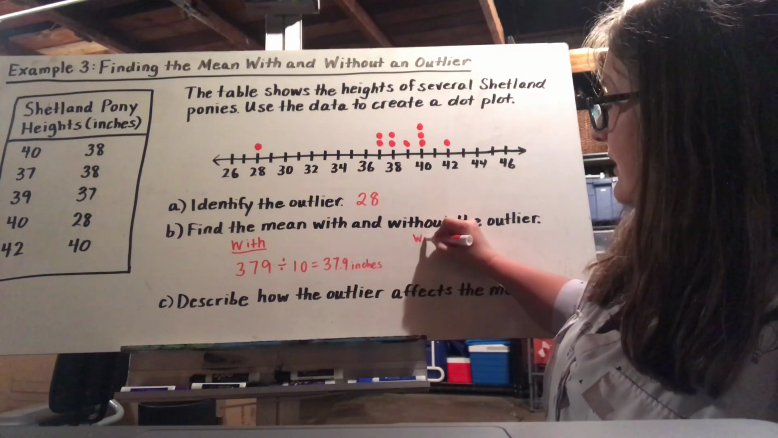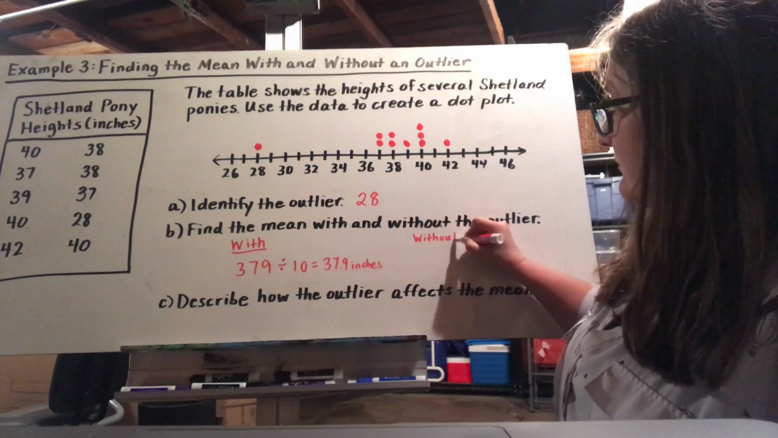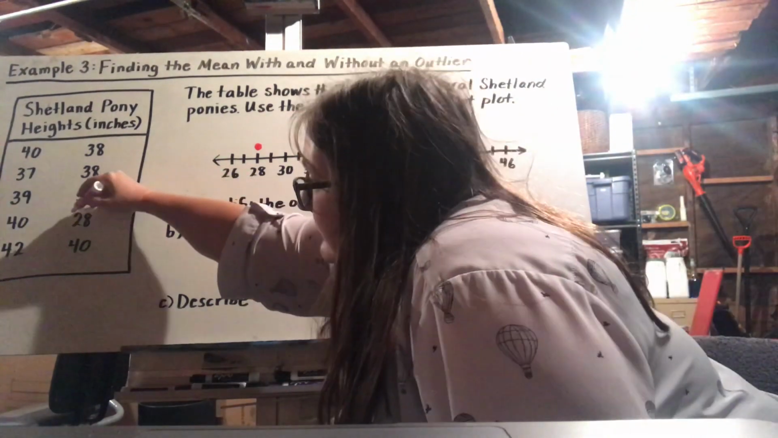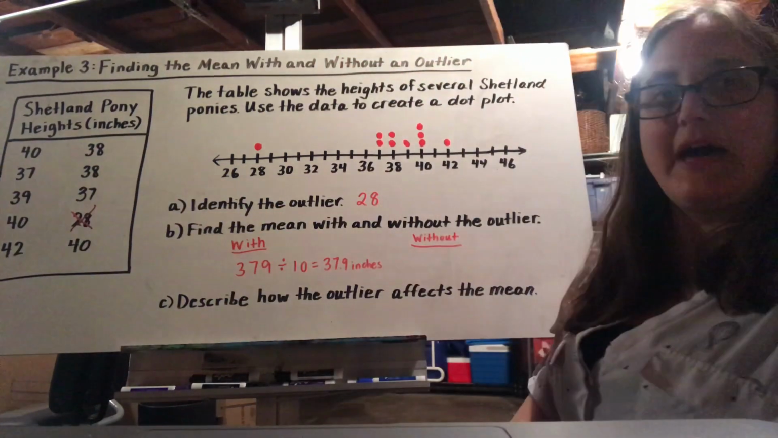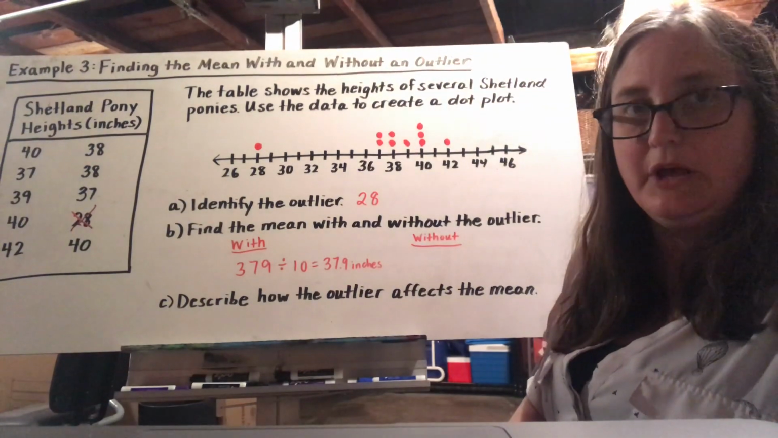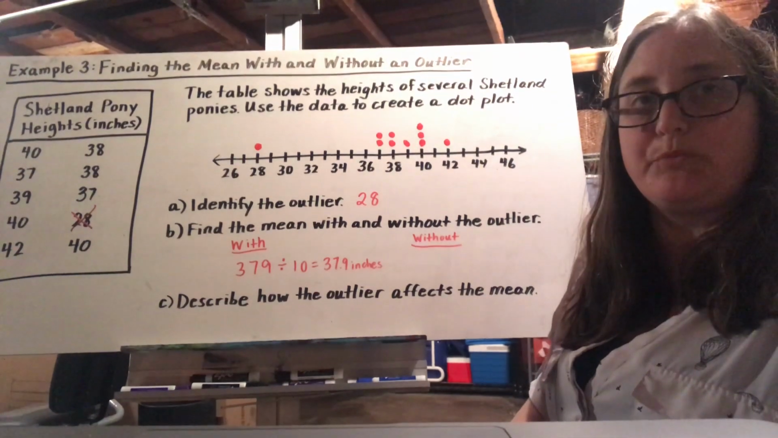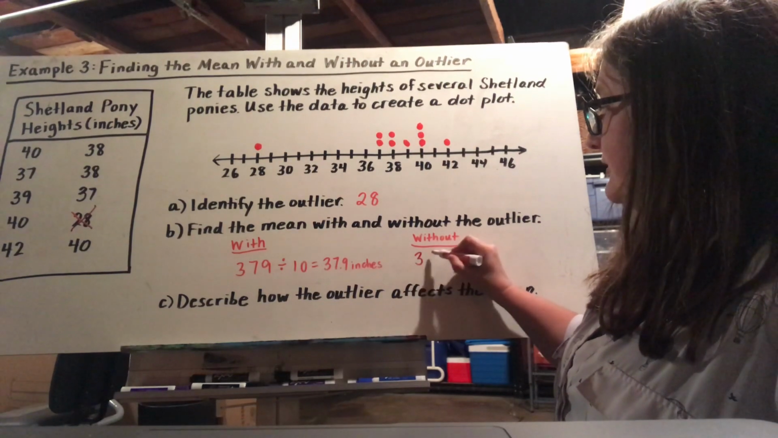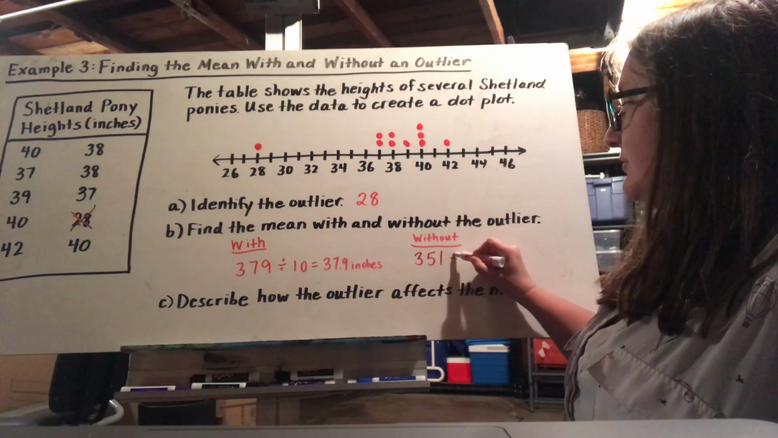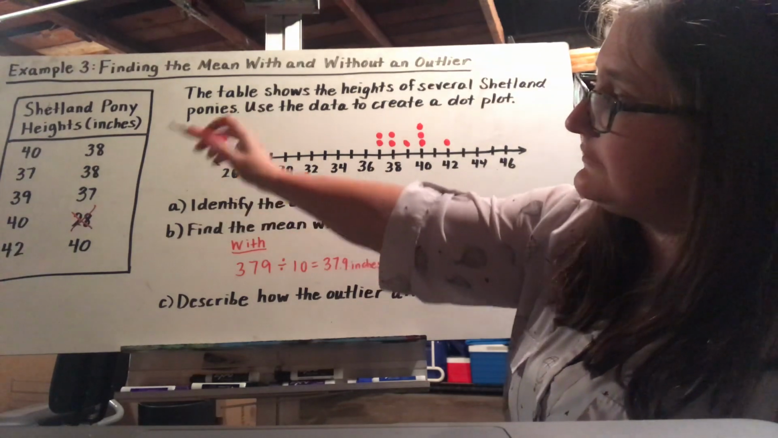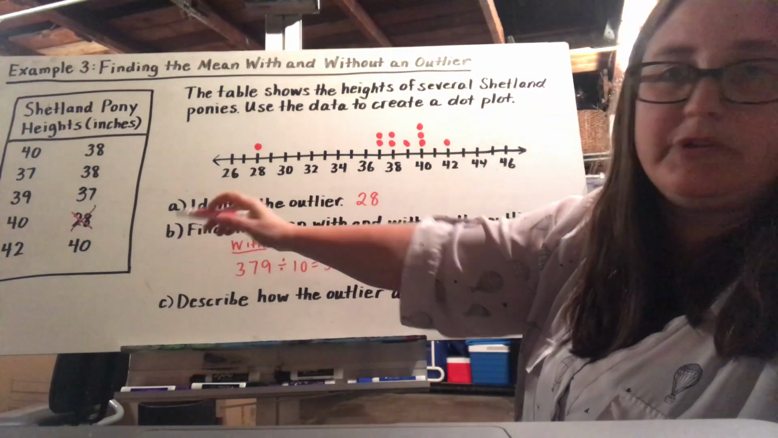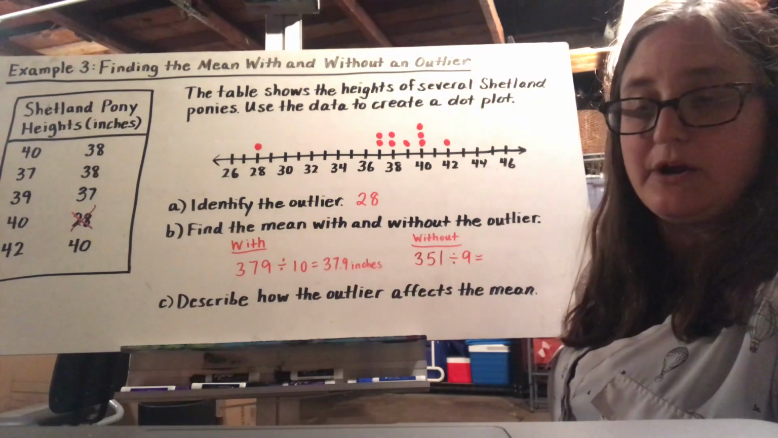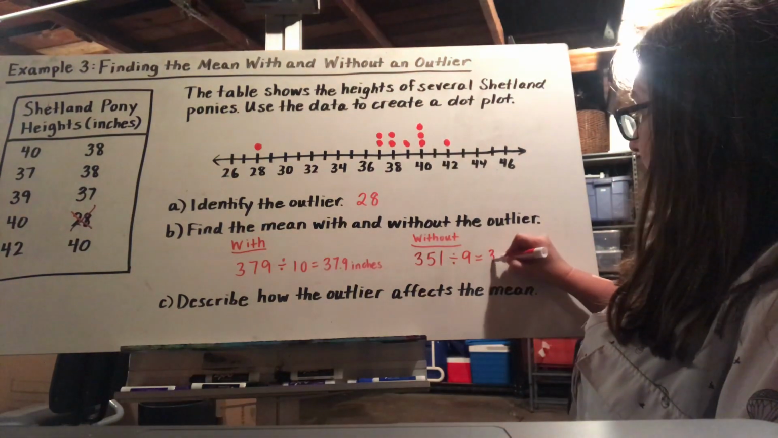Now we're going to figure out the average without the outlier, which means this time when I add everything up, I am not going to add 28. That is not going to be included in my total. So if I add up the other 9 numbers without 28 in there, I get a grand total of 351. And this time when I go to divide, I'm only dividing by 9 because I'm not counting one of the ponies this time. So I'm dividing by 9, and without the outlier, my mean is 39 inches.